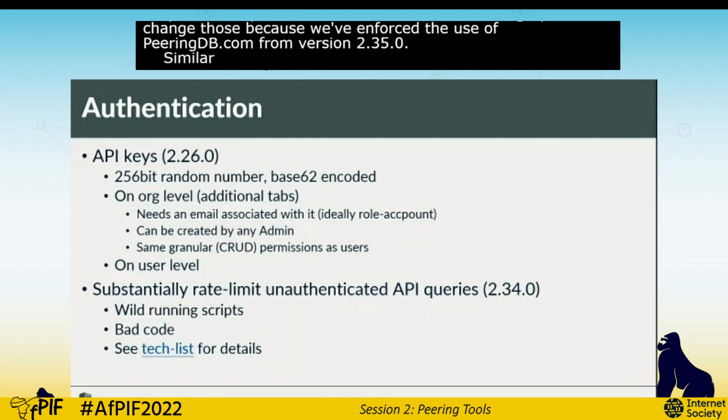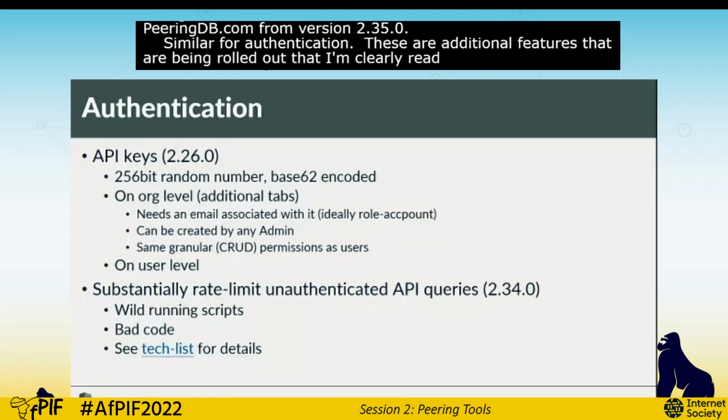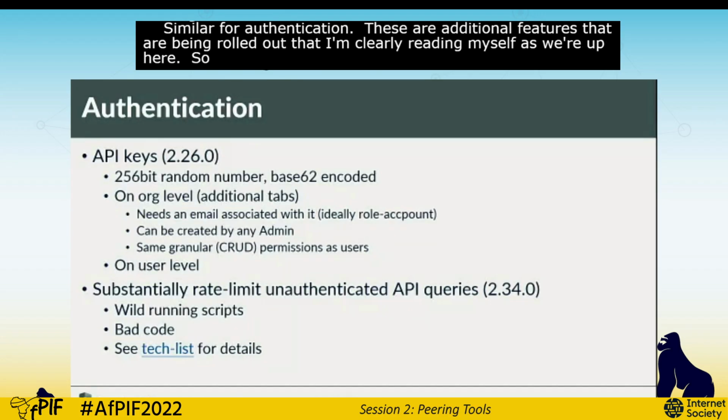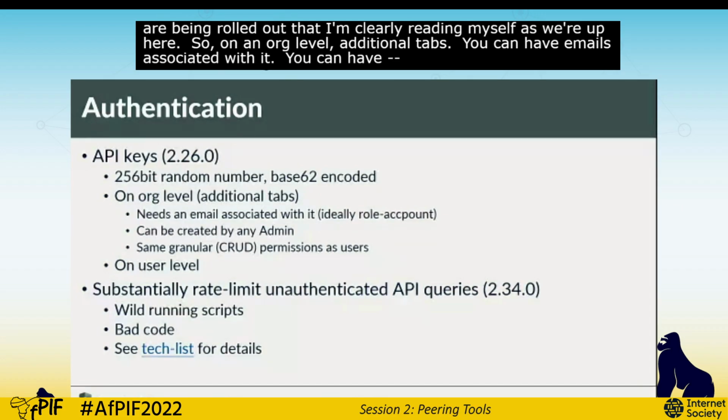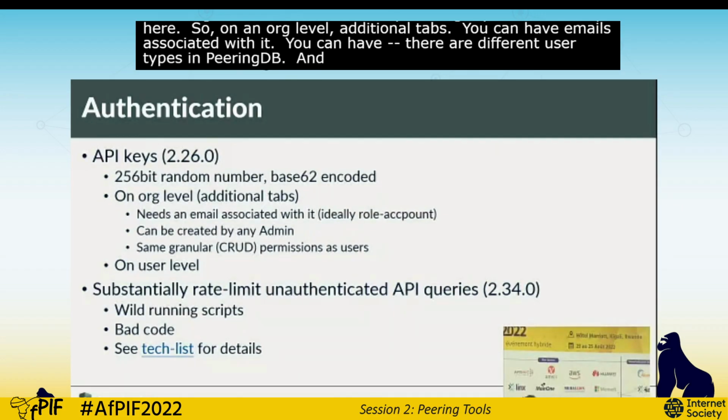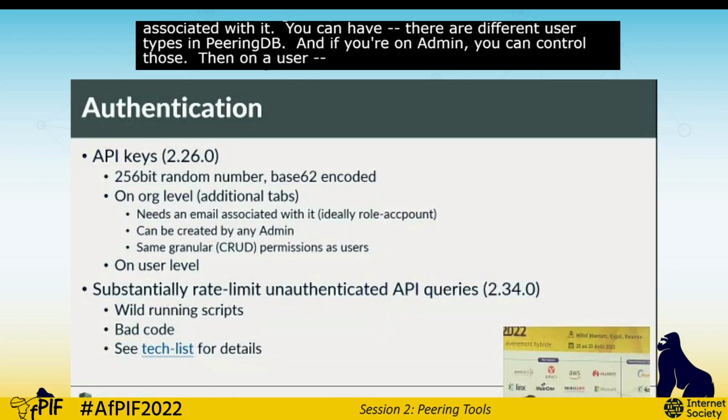These are additional features that have been rolled out that I'm clearly reading myself as we're up here. On an org level, there are additional tabs, and you can have emails associated with it. There are different user types in PeeringDB, and if you're an admin, you can control those. And then on a user, I think you read on here, we're also rate limiting unauthenticated API queries.